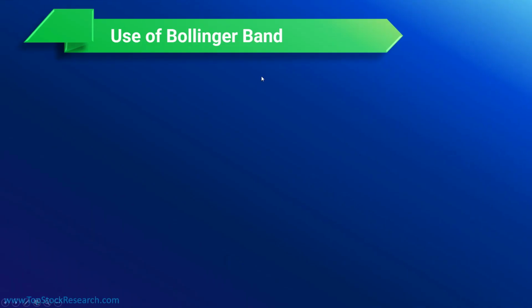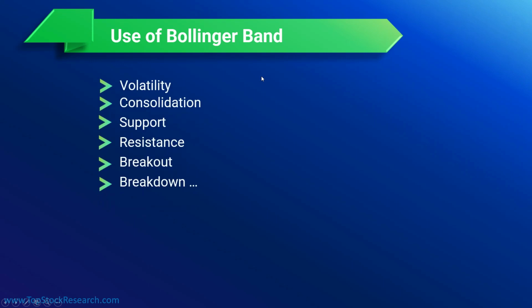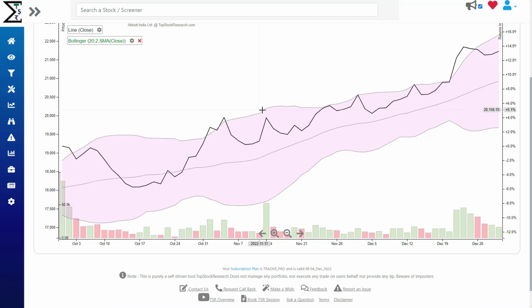What is the use of Bollinger Band? Bollinger Band tells you the volatility. It tells you about the consolidation phase. It gives you support and resistance. Remember, 95% of the time price is within the two ranges. So those two ranges are support and resistance, right? In this case, these will be dynamic support. So price is going up.